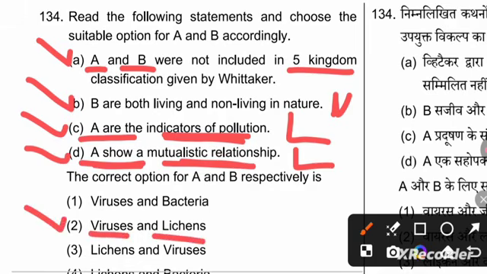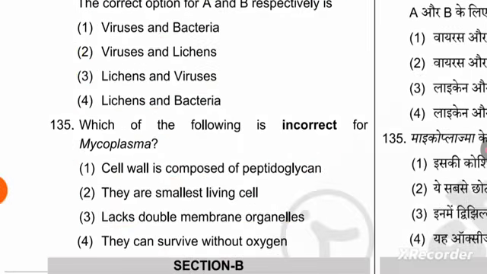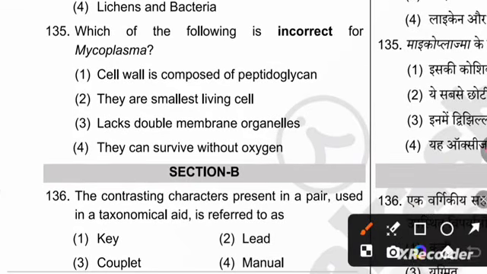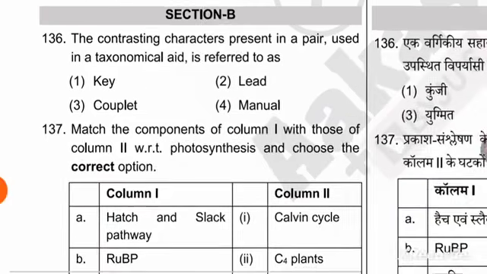A are virus and B are lichens. Let us move to the next question. Which of the following is incorrect for mycoplasma? So incorrect for mycoplasma is the first statement itself. Cell wall is composed of peptidoglycan, because in mycoplasma cell wall is absent. It is not present. Let us move to the next question.